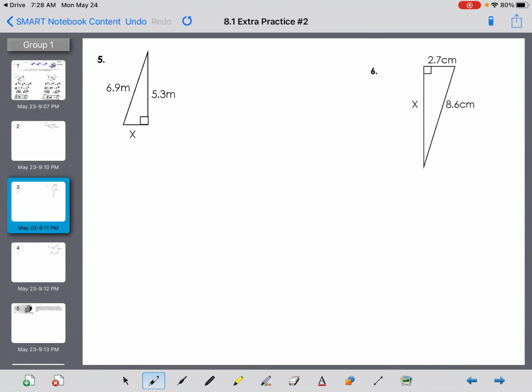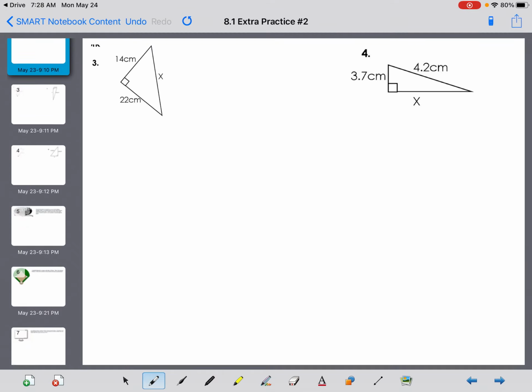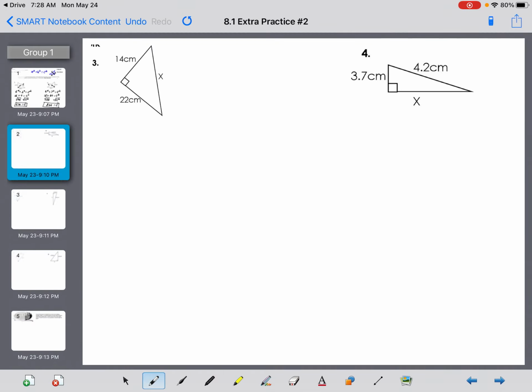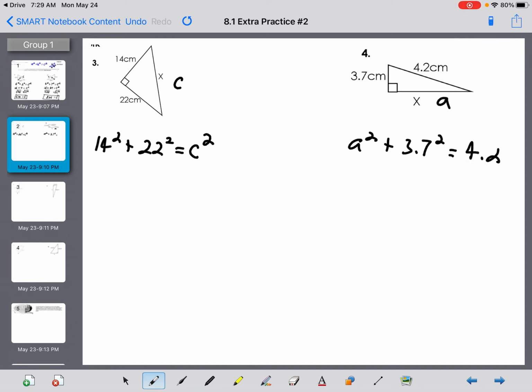Okay, you're going to continue with those, and I'm just going to burn through these and help you figure out what's going on here, and I'm going to help you set up the word problems. So for number 3, you're looking for C. So this should be 14 squared plus 22 squared equals C squared. But now for number 4, you're looking for A or B. So let's just call it A. A squared plus 3.7 squared equals 4.2 squared.